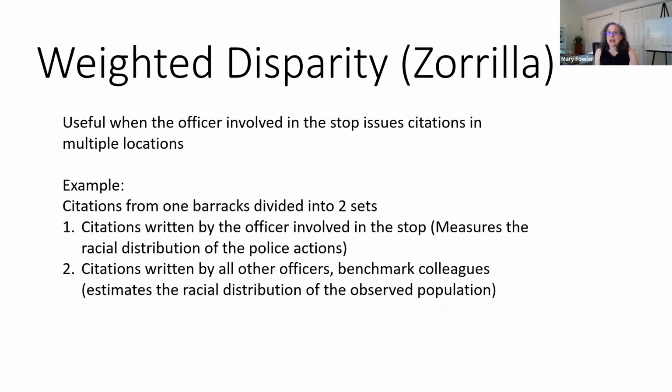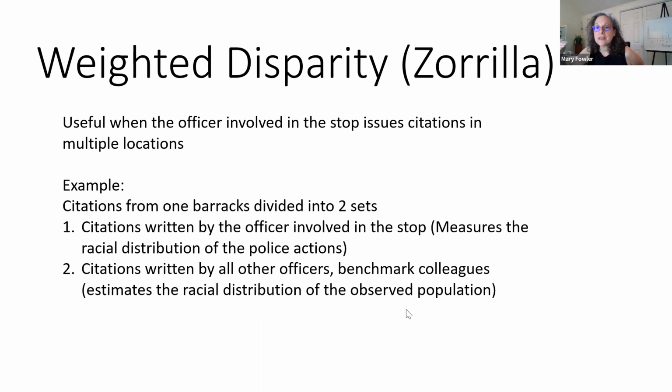So for the Zarilla case, I had citations from a barracks. And the citations, I divided them into two groups. The first group is the citations written by the officer involved in the stop. And this measures the racial distribution of the police actions. And the second set of citations is the citations written by all the other officers in that barracks. And we'll call these the benchmark colleagues. And the racial distribution of the citations written by the benchmark colleagues estimates the racial distribution of the observed population.